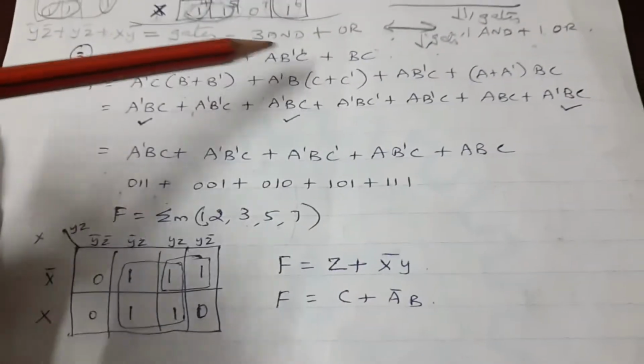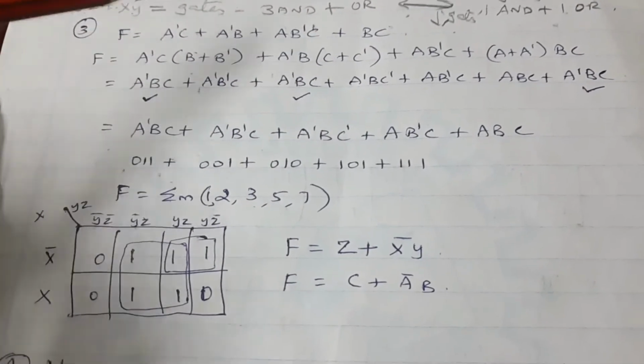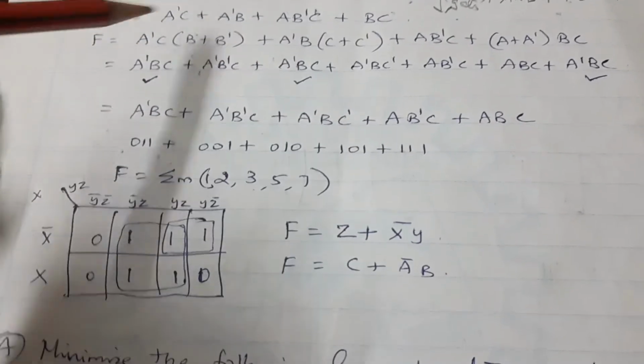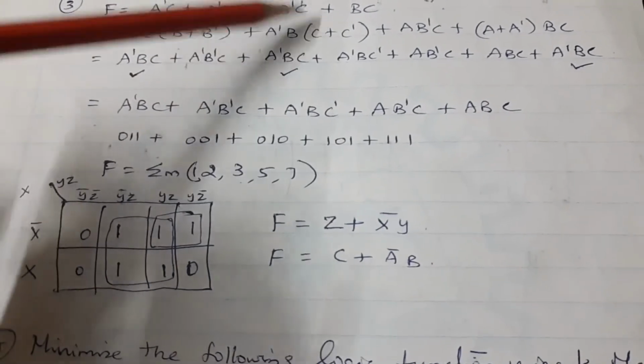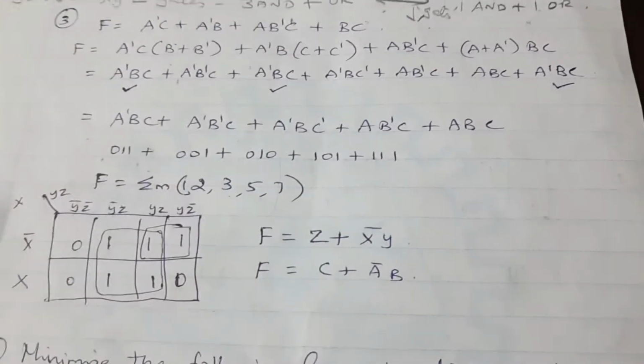So an equation has been given. Once the equation has been given, how do we do the K-map for it? We find out how many variables are used: A, C, A, B, A, B, C. Therefore, it is a 3 variable K-map. You understand from here that it is a 3 variable K-map.